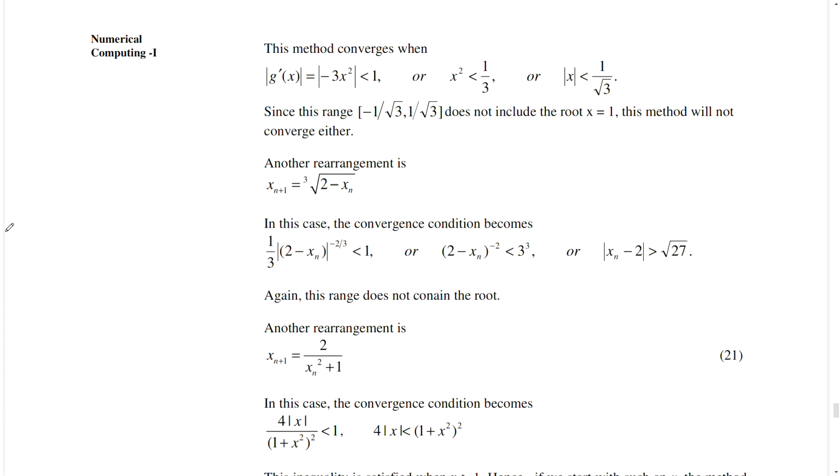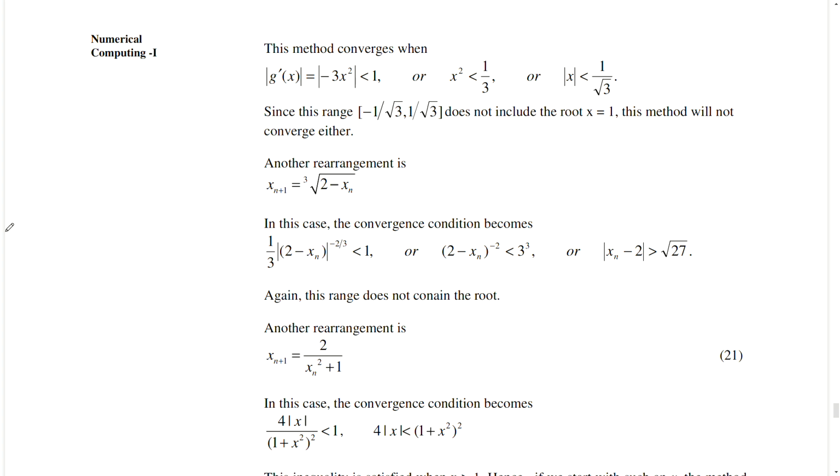This method converges when |g'(x)| = |-3x^2| < 1, or x^2 < 1/3, or |x| < 1/root 3. Since this range, -1/root 3 to 1/root 3, does not include the root x = 1, this method will not converge either.